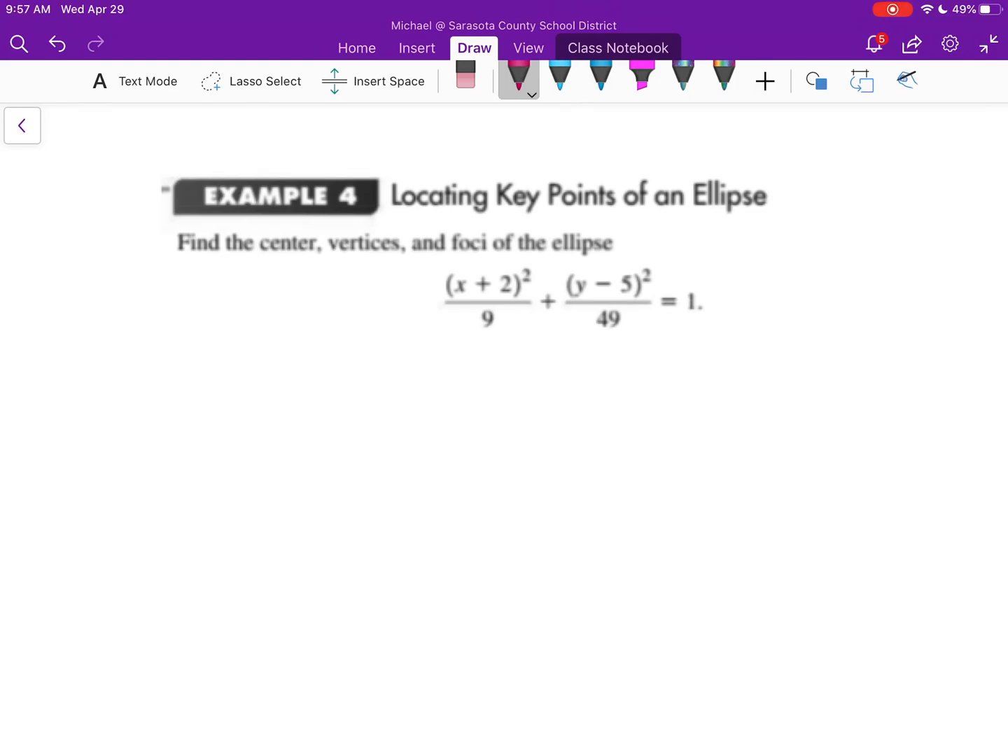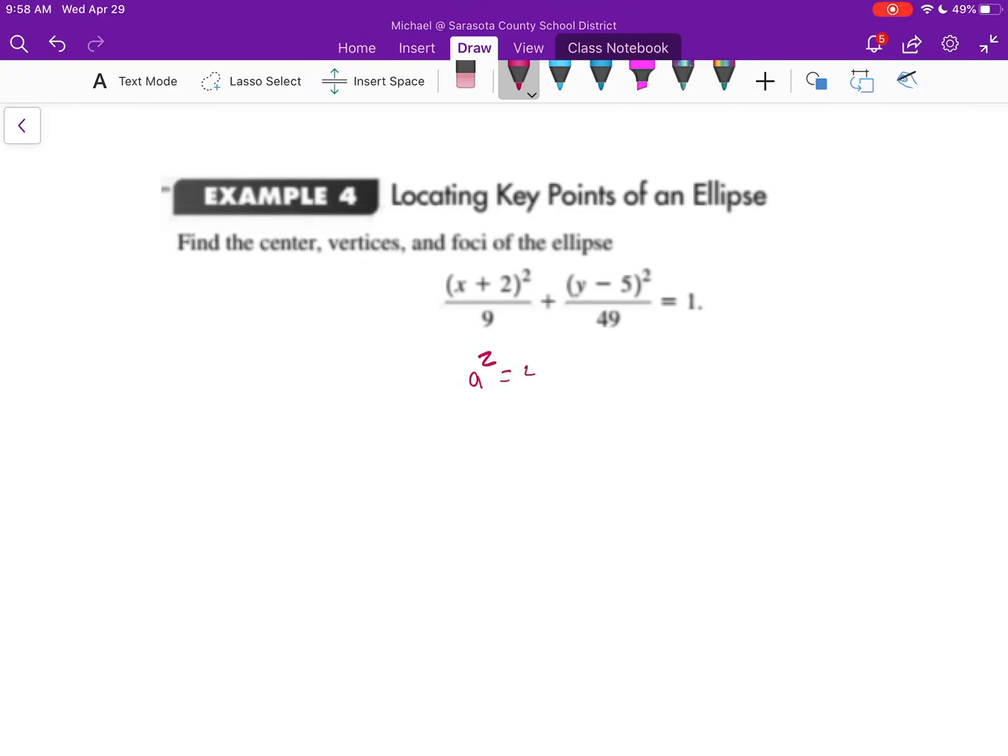Right, in this video, our goal is to identify the center, the vertices, and the foci of an ellipse given the equation in standard form. So let's first and foremost identify if it is a horizontal or vertically represented ellipse. Well, because the number under the y squared term is larger than under the x squared term, it is going to be a vertically represented ellipse.